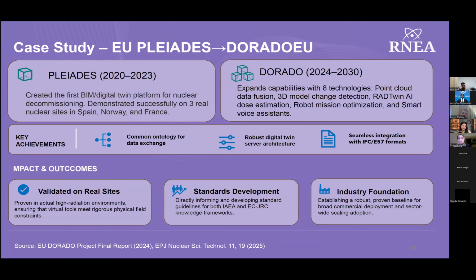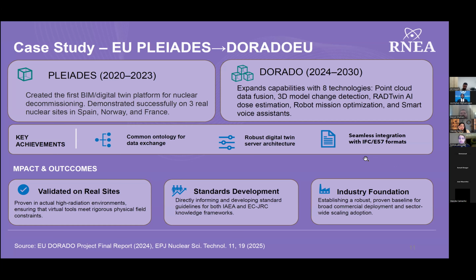Then Dorado takes the foundation and expands it, integrating 8 advanced capabilities, which are point cloud fusion, 3D change detection, an AI dose estimation module called RadTwin, robot mission optimization, and even voice-assisted controls for hands-free operations. So key achievements, well, a common data ontology, a robust server architecture, and seamless integration with international formats like IFC and E57. And most importantly, these tools have been validated in actual high radiation environments. They're not theoretical, they work under real constraints, and they're directly informing new guidelines from both the IAEA and the European Commission.